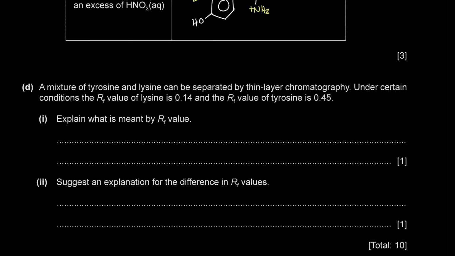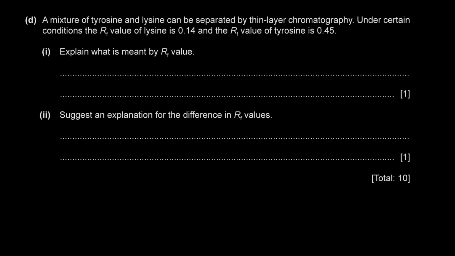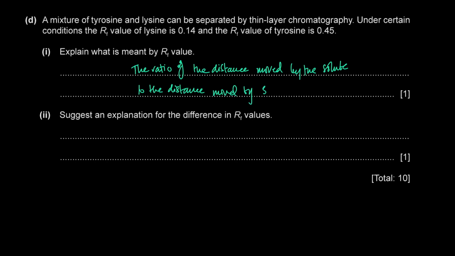A mixture of tyrosine and lysine can be separated by thin layer chromatography. Under certain conditions, the RF value of lysine is 0.14 and the RF value of tyrosine is 0.45. Explain what is meant by RF value. The RF value is the ratio of the distance moved by the solute to the distance moved by the solvent, or the solvent front.